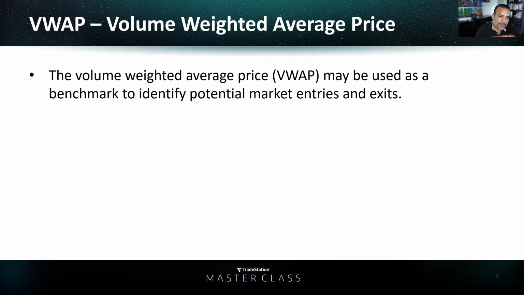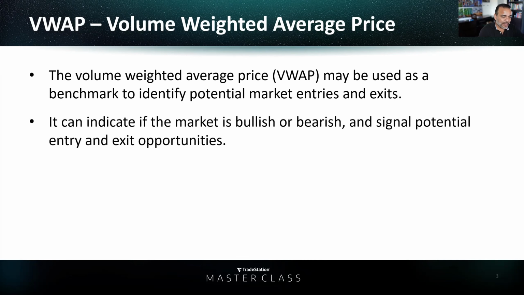And it's interesting that we think about this because it does provide your prices with a little bit more weight in regards to volume, of course. If some prices are being traded more than others, those prices that are being traded more should have more weight when you're calculating that average, because they seem to be important levels where certain activity is happening, and they may cause that same reaction when the prices approach those levels one more time. They can indicate if the market is bullish or bearish and signal potential entry and exit opportunities.